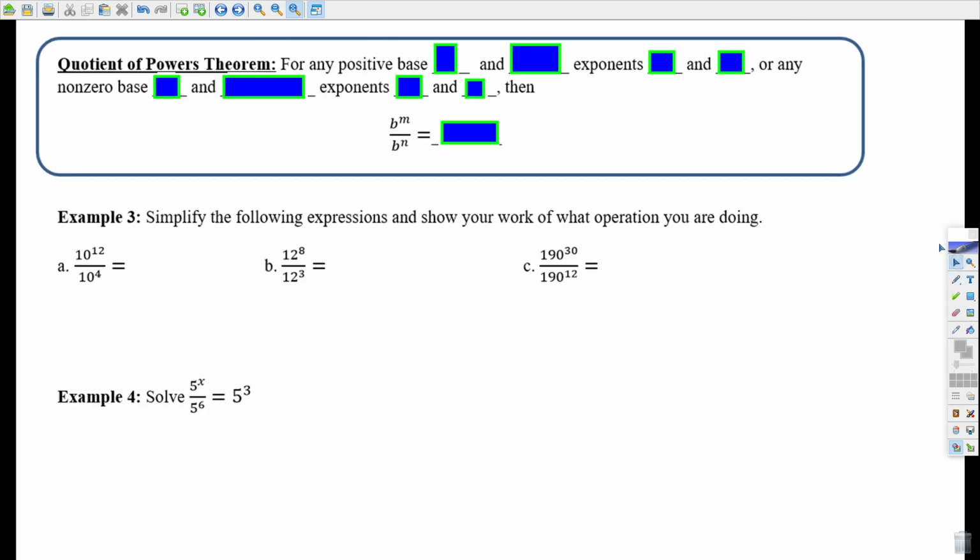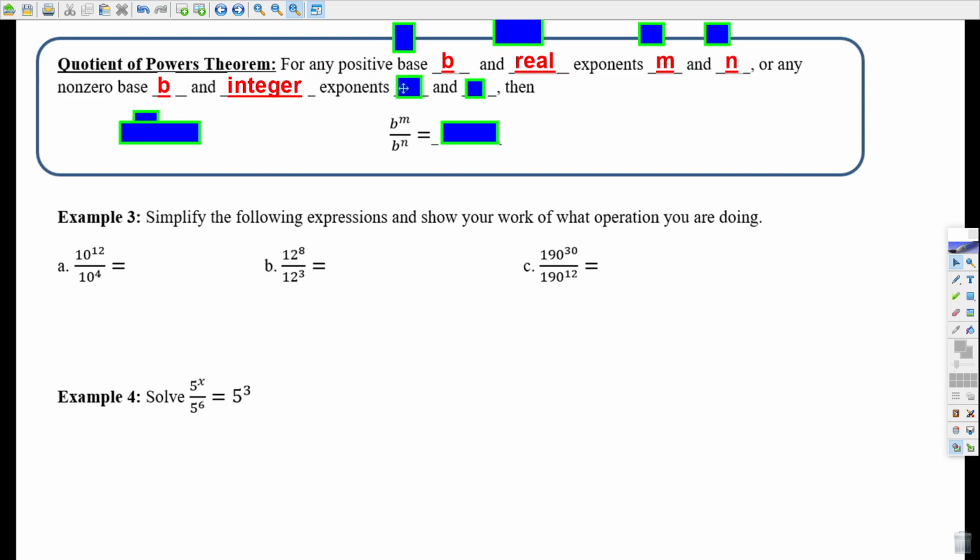All right, the next one, we're going to do division, the quotient property. A lot of this is again the same fill in the blank. For any positive base b and real exponents m and n, or any non-zero base b and integer exponents m and n, all this long stuff just to basically give you the property, b to the m over b to the n. What do we do here? We subtract exponents: b to the m minus n.